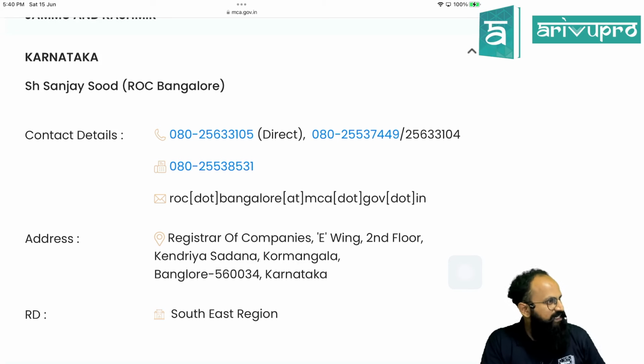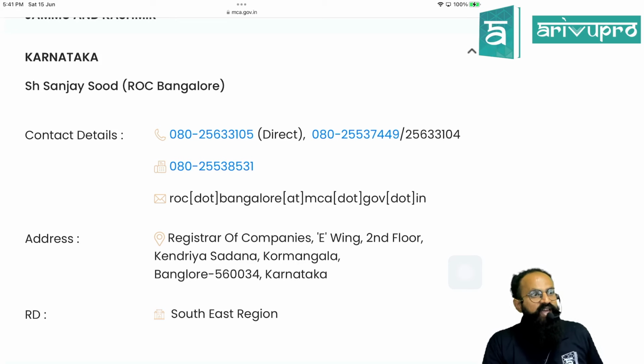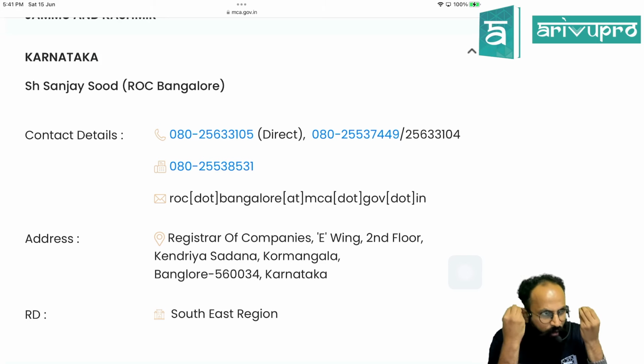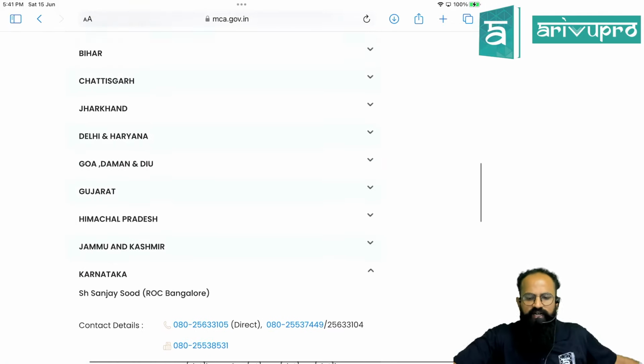Agreed? I'll tell you one thing. MCA is one ministry where corruption is reduced to, at least I can say, almost nothing. Here and there, it will be 1 or 2%. Everything will be online. There is no scope for corruption at all. Getting the point? So this is your ROC Karnataka.